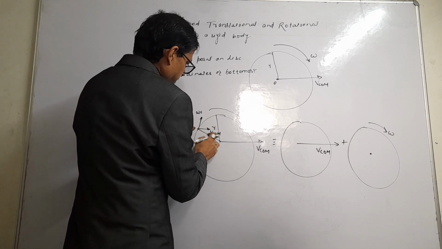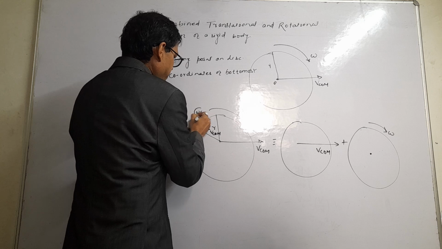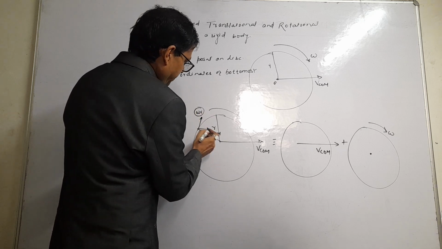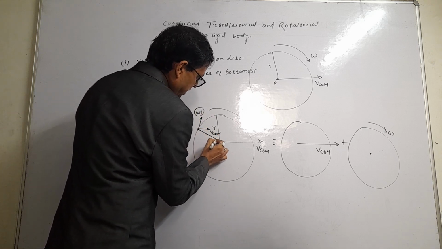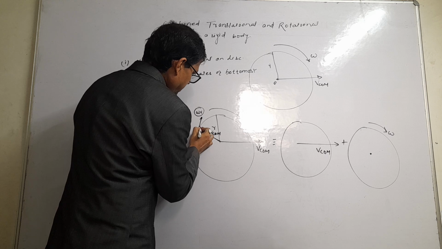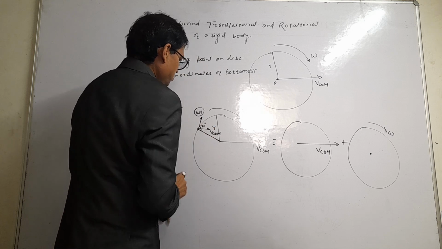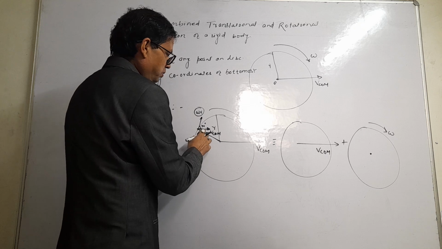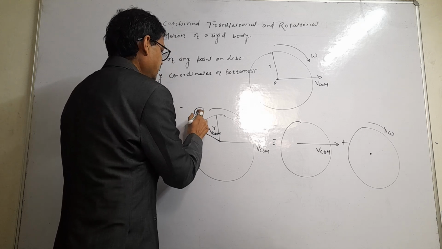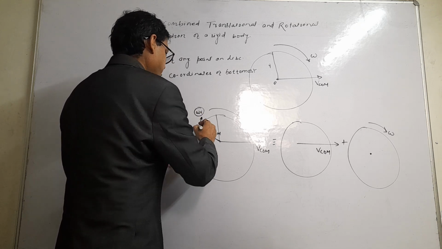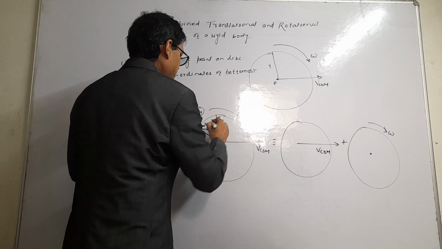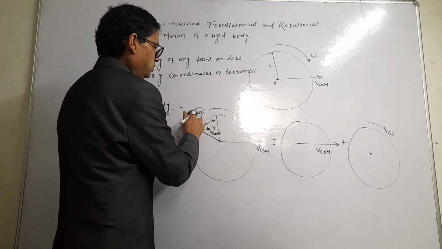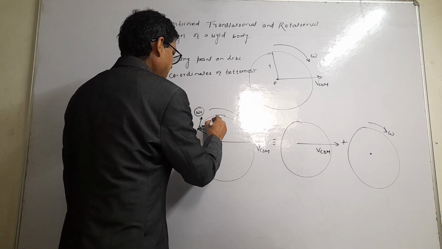Now this velocity has magnitude omega r, and it is perpendicular to the line joining the center of mass to this point, so this angle is 90 degrees. So this point has two velocities, one due to translational motion and the other due to rotational motion. The resultant velocity will be the vector sum of v center of mass and omega r. So this is the resultant velocity.